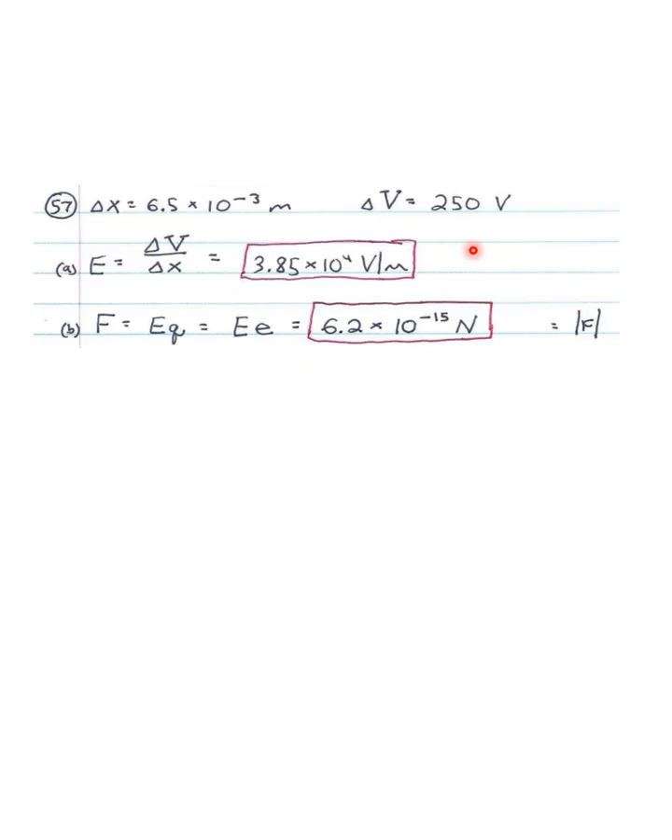I'm really not specifying direction in this. We're just looking for the magnitude of the force, so I kept everything positive. And you should get 6.2 times 10 to the negative 15 newtons, or 6.2 femtonewtons.